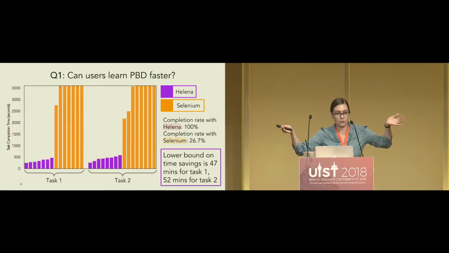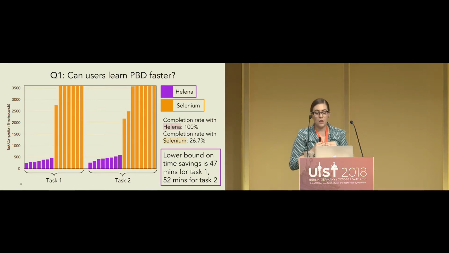So can users learn PBD faster? Turns out the answer is yes. So you can see these purple bars, that's people going from not knowing Helena at all to having written the program that solves the task in about 6 or 7 minutes. The orange bars, that's folks using Selenium. Basically, most of them timed out at about an hour, so we had them all cut off at an hour. The completion rate with Helena is 100%. With Selenium, not as good.